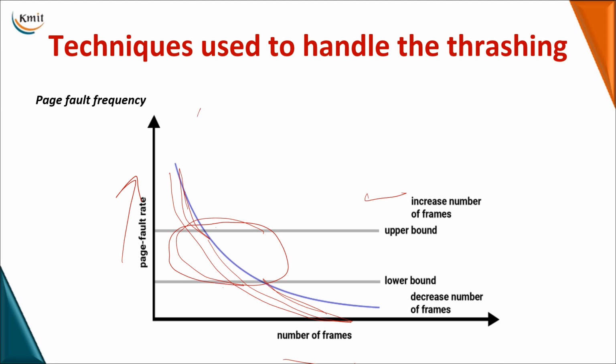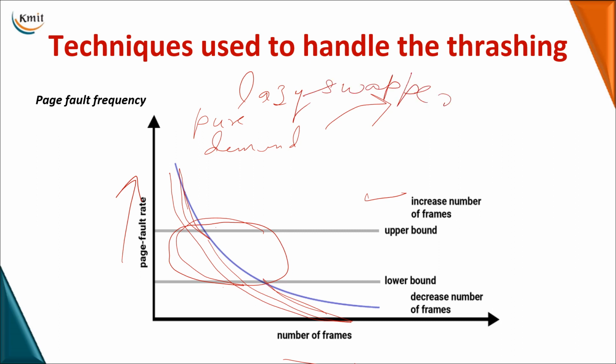Whatever technique we have seen is related to pure demand paging, or demand paging. We call this the demand paging concept, where you are moving the process from physical memory to logical memory and from logical memory to physical memory. We can even call that a lazy swapper. Lazy swapper in the sense that until you require a page, you do not bring it into physical memory. And instead of a swapper, since we are dealing with paging, we can even call it a pager. So these are the techniques used to overcome thrashing.